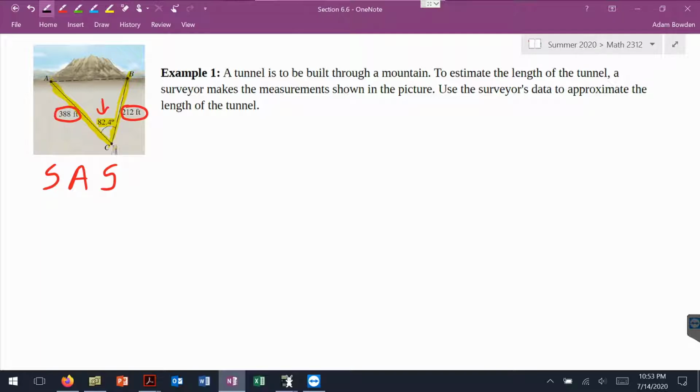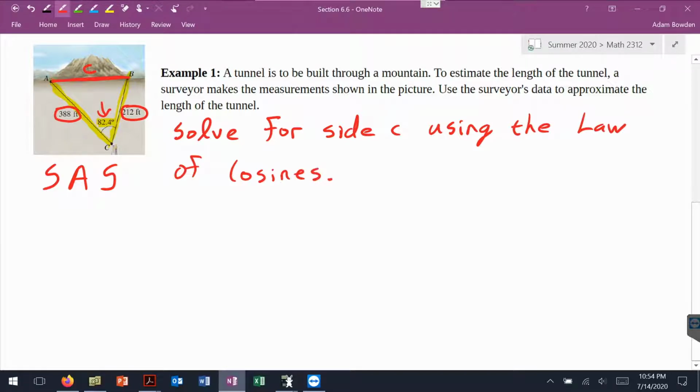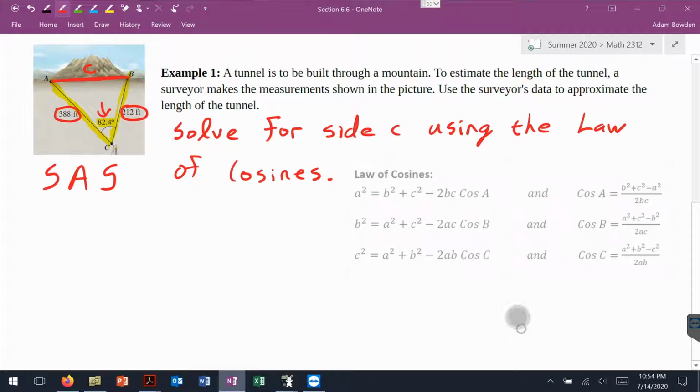So we've got our triangle laid out with the letters A, B, and C. We want to know the distance between A and B, basically on either end of the tunnel. That would be side C across there. And so what we want to do is solve for side C using the law of cosines. To solve for side C, I'm going to use this one formula that starts out with c squared equals a squared plus b squared minus 2ab cosine C.